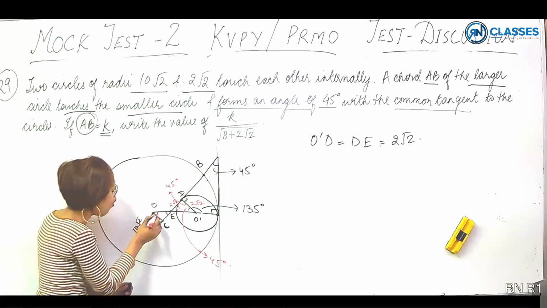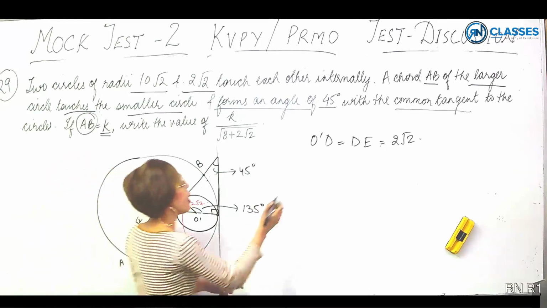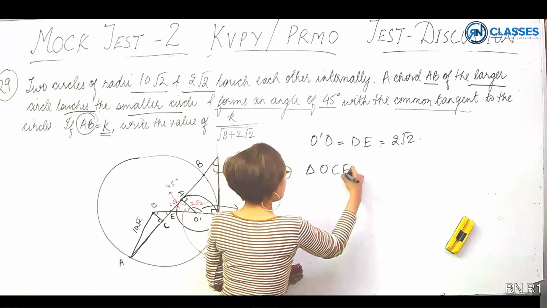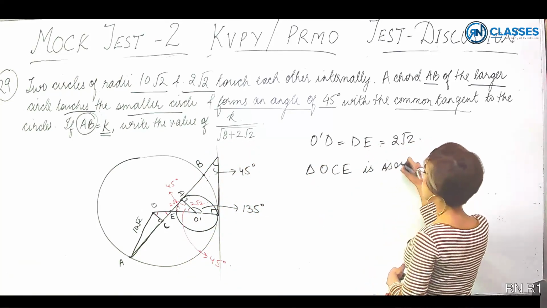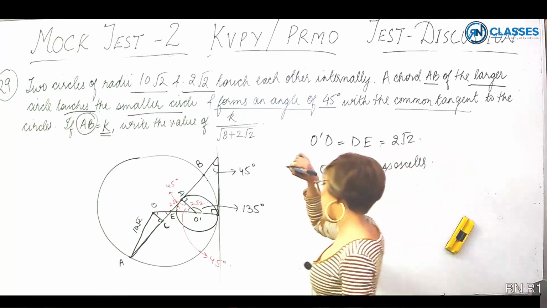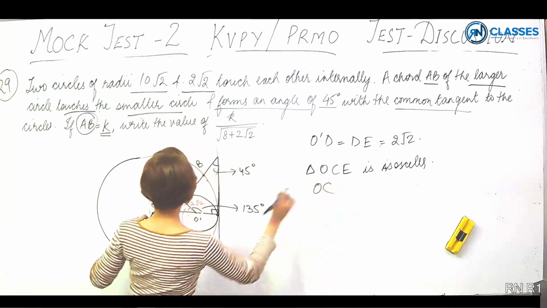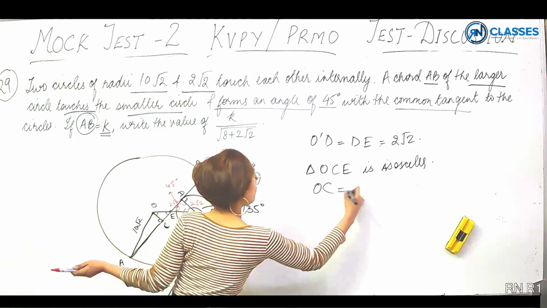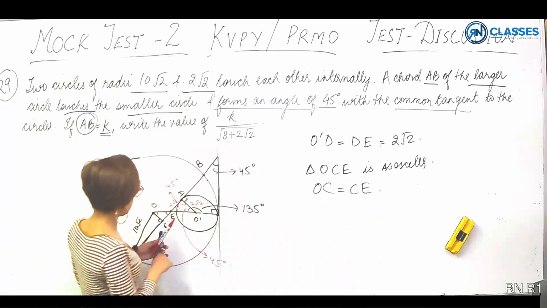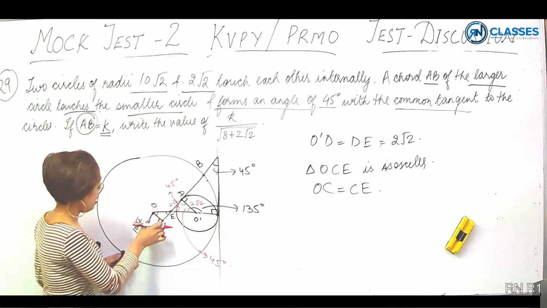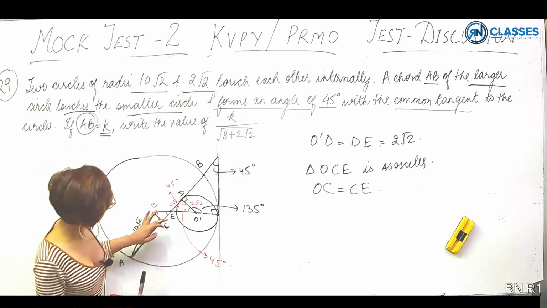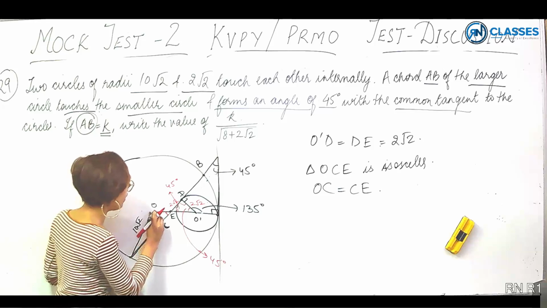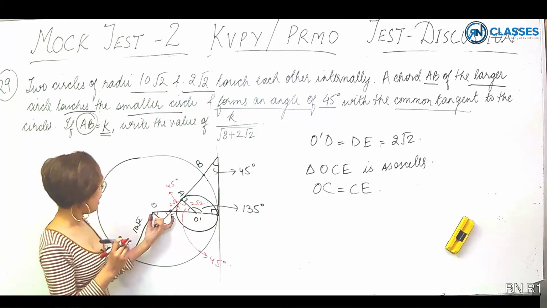So in triangle OCE, I have two 45s, that means this is an isosceles triangle, right? That means OC will be equal to CE. Interesting. I am interested in OC. That means OC is equal to CE. Somehow I need to find OE. I need to find OE.